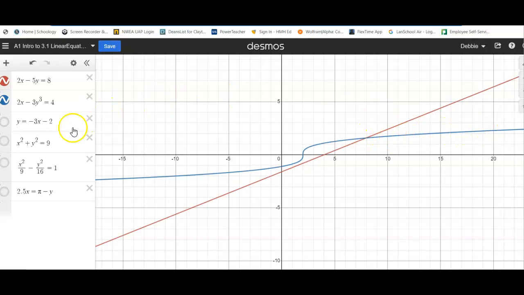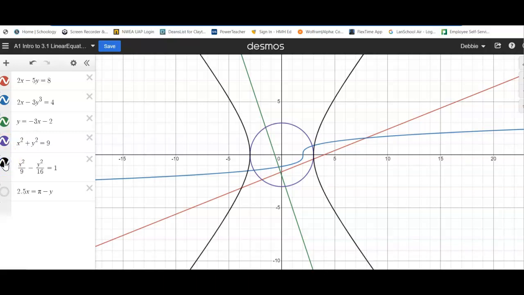Now here's another one. y equals negative 3x minus 2. What does this line look like, or this graph? Here's another one. x squared plus y squared equals 9. Interesting. It's a circle.